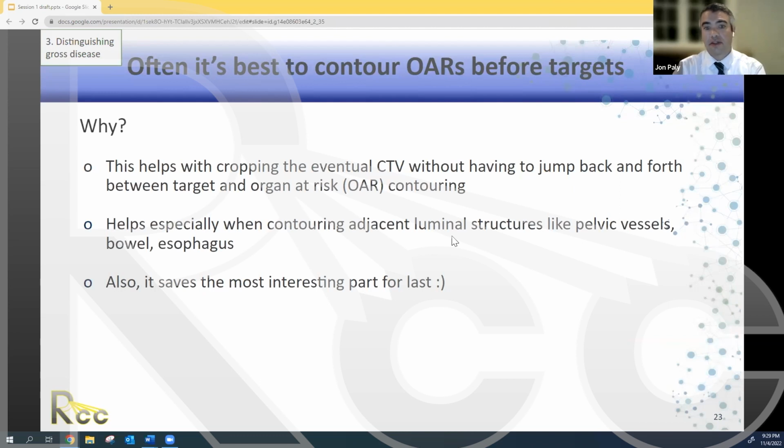I think it helps especially when you're contouring luminal or tubular structures, like in the pelvis, where you have vessels next to bowel, or esophagus next to vessels in the mediastinum. And also, on a personal note, I think it saves the most interesting part for last, because the targets are, of course, more fun than contouring small bowel and lots of other OARs.